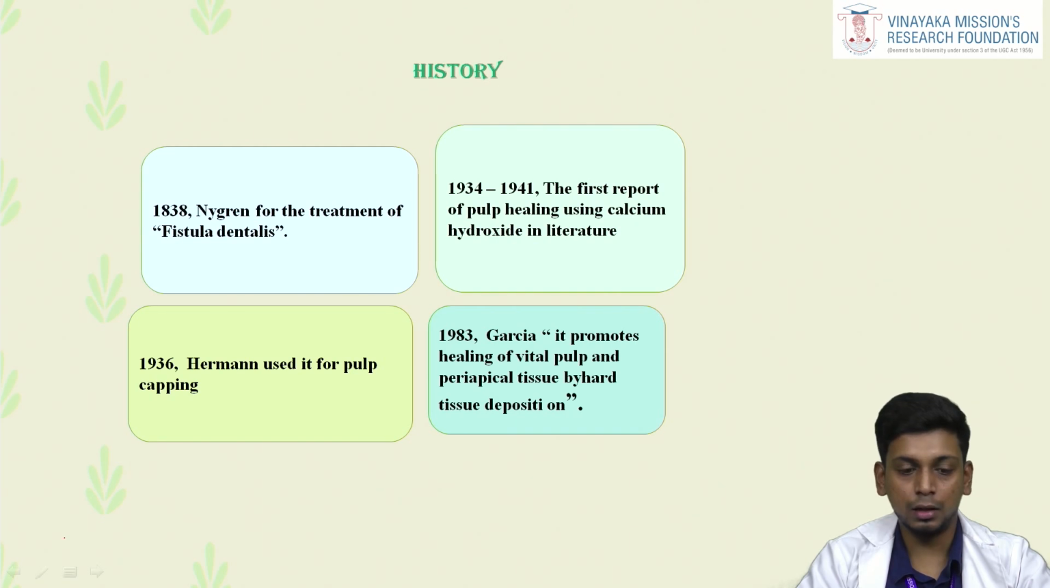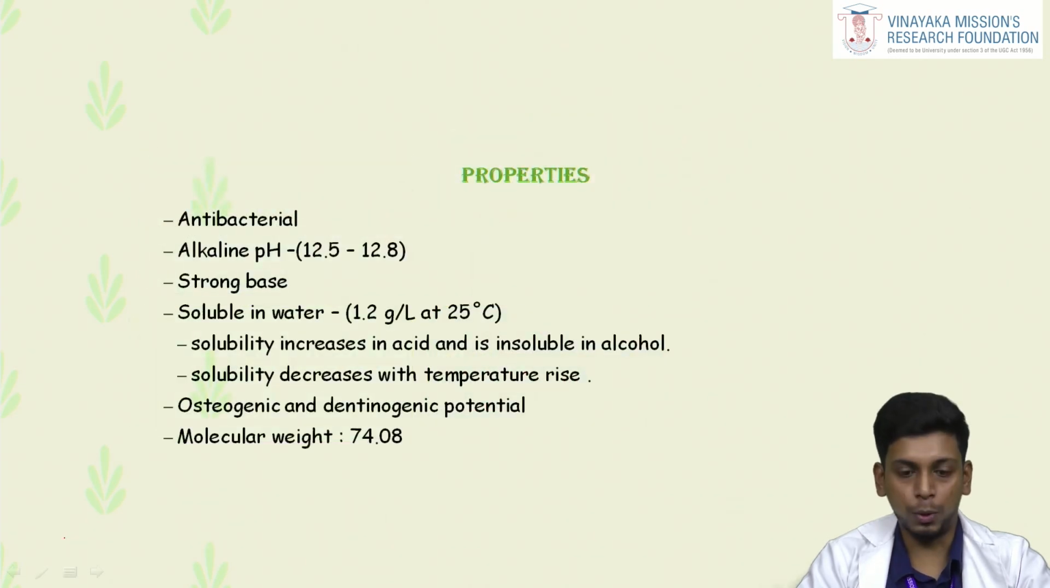In 1838, Nygren introduced calcium hydroxide for the treatment of fistula dentalis. This was followed up in 1934 to 1941, when the first report of pulp healing using calcium hydroxide was introduced in literature. In 1936, Hermann used it for pulp capping. Later, in the year 1983, Garcia stated that it promotes healing of vital pulp and periapical tissue by hard tissue deposits.